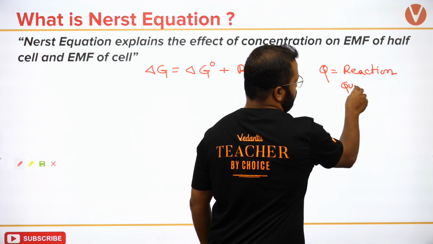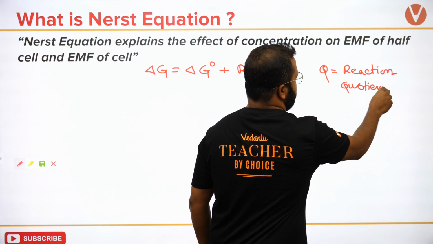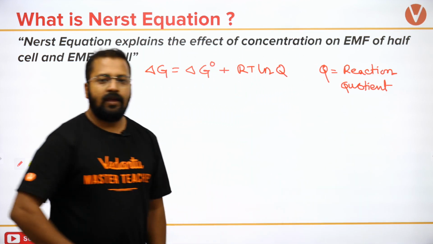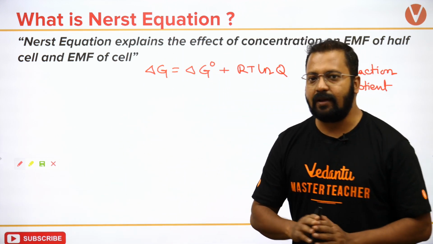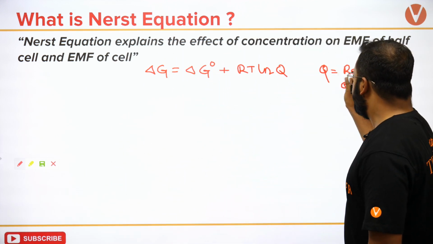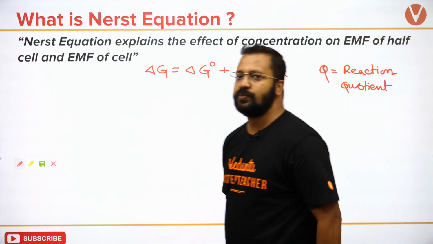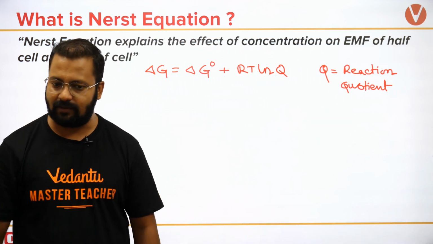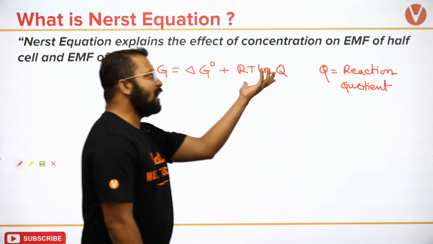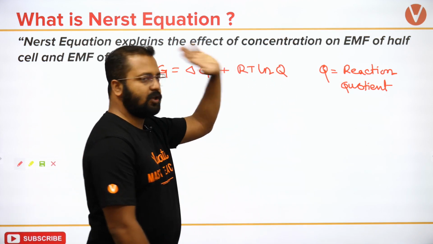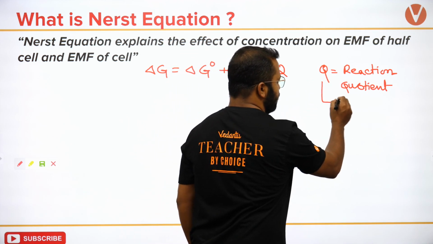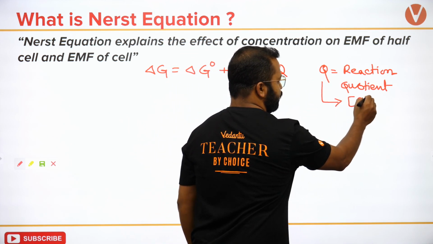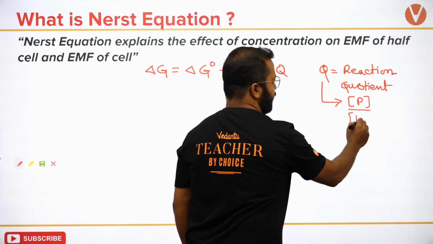Reaction quotient. When we calculate it at equilibrium, it becomes K. If I calculate it at equilibrium conditions, we write it as K. But since I'm not taking equilibrium, I write it as Q. Now remember, this Q is nothing but concentration of products by concentration of reactants.